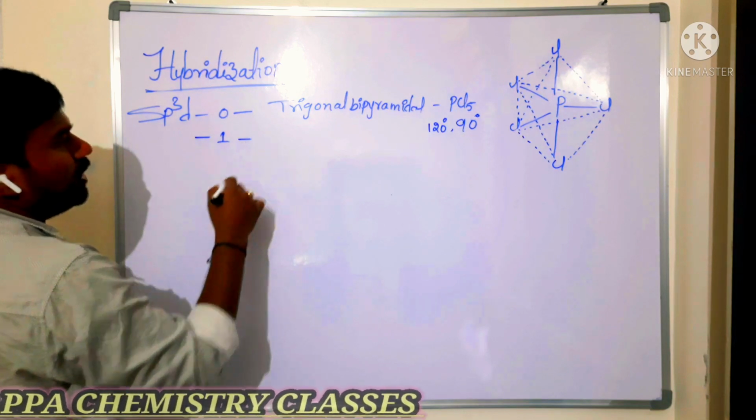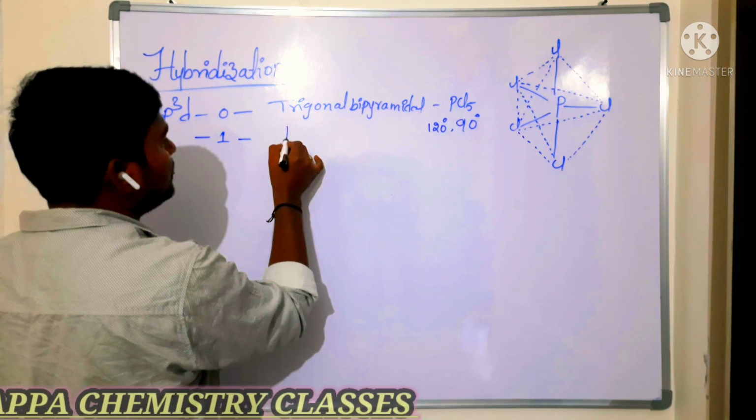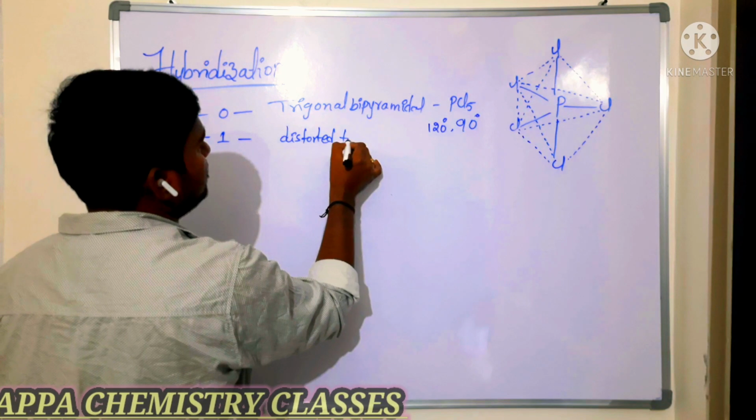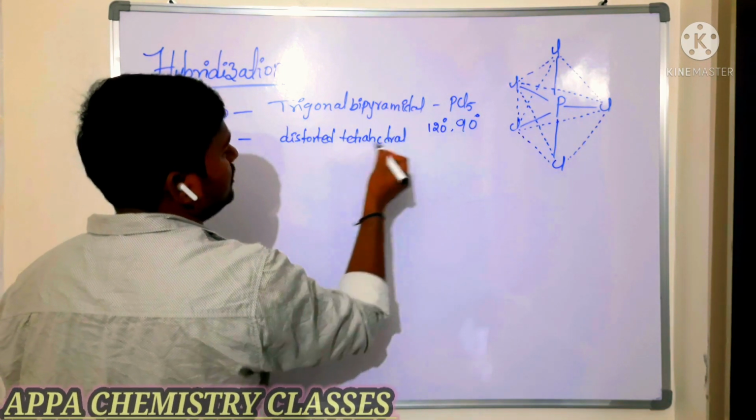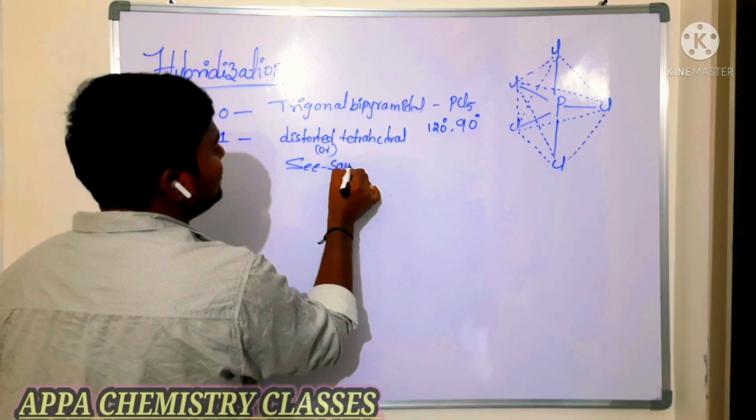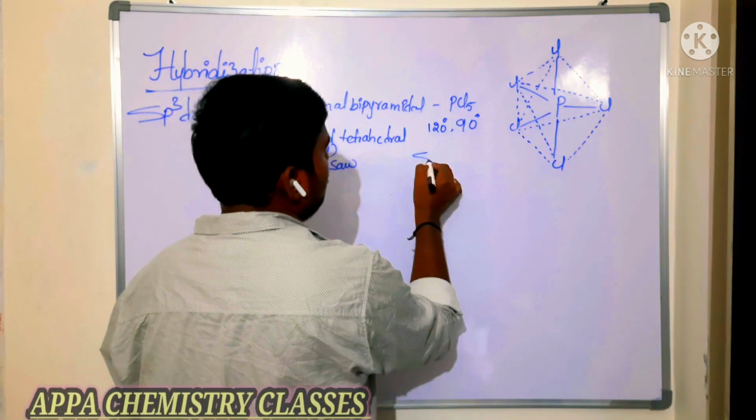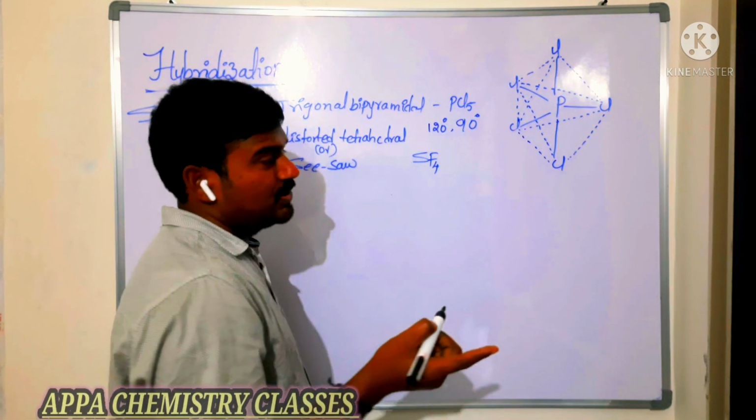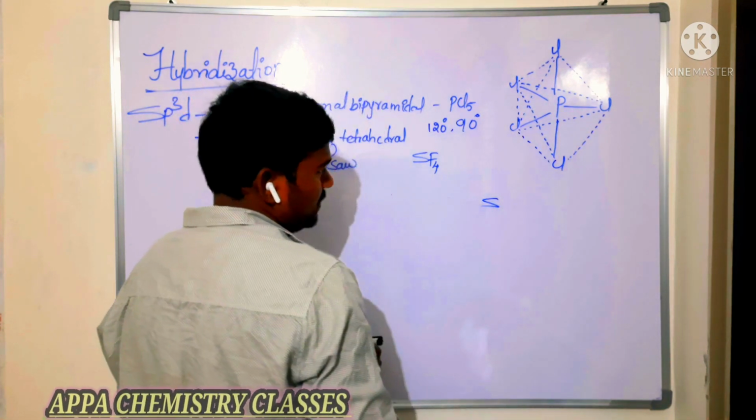So sp3d with one lone pair. sp3d with one lone pair will have the what? Distorted tetrahedral. It is also called distorted tetrahedral. So it is well known. It is called seesaw geometry. Very, very important. Seesaw geometry. Now you can take the example, what is it? SF4 molecule. Here one lone pair will be there. 4 sigma bonds are there. So it will have the what? sp3d hybridization. This is a sulfur molecule.